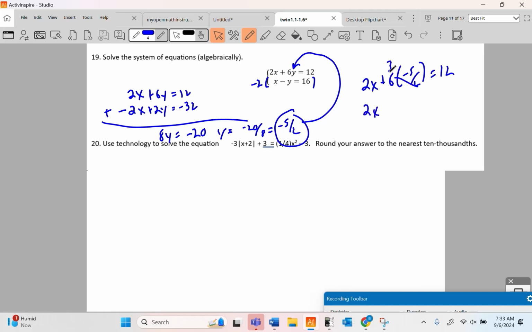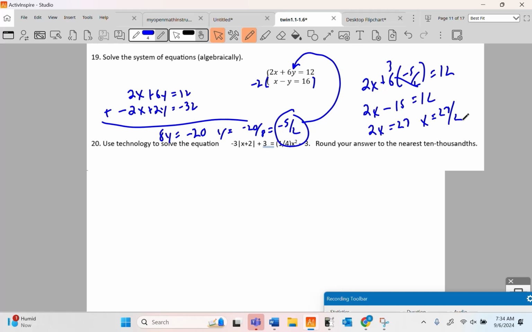6 over 2 is 3, so 2x minus 15 is 12. That's why I put it there. It wouldn't be a fraction. I'll end up with a fractional answer, but not till the end. 2x is 27, and x is 27/2. Interesting. I'm really surprised that came out to be a fraction.